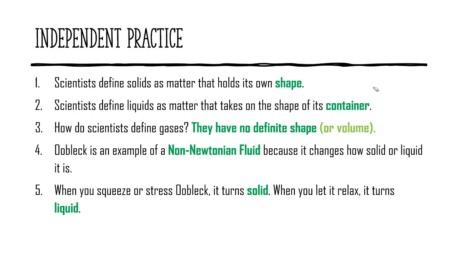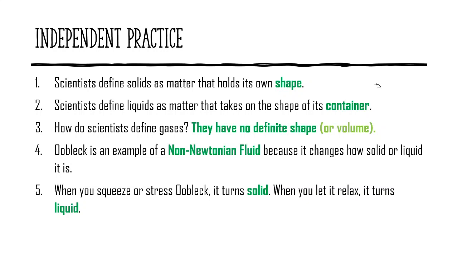Number 3, how do scientists define gases? Well, gases are ones that have no definite shape. Or, and this is for special extra advanced, extra credit maybe, they also have no definite volume, compared to liquids and solids, where solids have definite shapes and liquids at least have definite volumes. But that's a little more advanced than we need it to be.